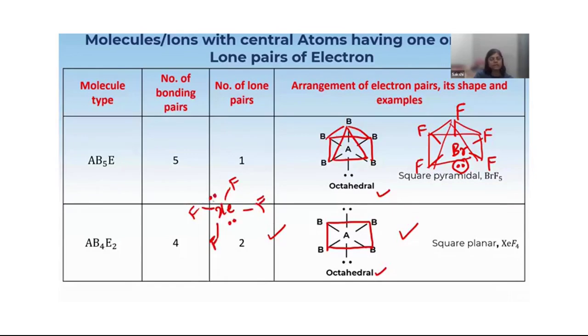Xenon is a noble gas and it does not have any need to make bonds, but still it is making bonds, right? So there are 2 lone pairs of electrons at the top and bottom, and then there are 4 bond pairs. So it is making a shape which we call square planar, right? A plane square, square planar.